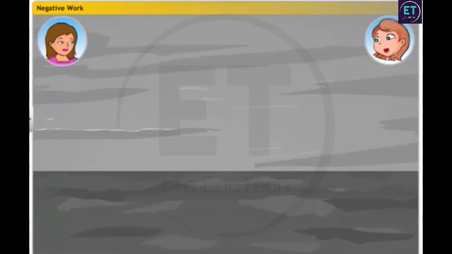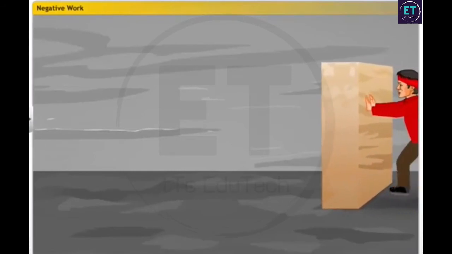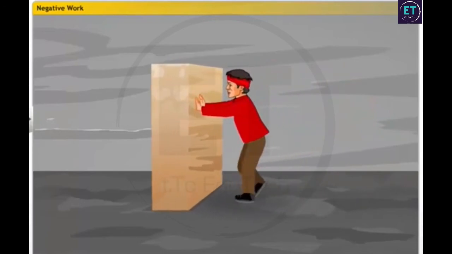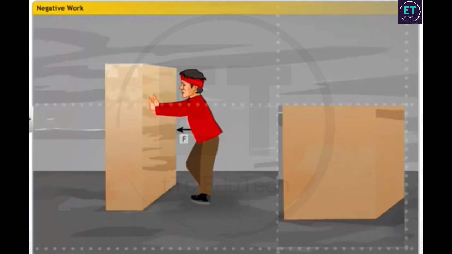Let us consider two more cases. Case 1. A porter pushes a wooden block on a rough surface. Here, the porter applies force on the block in the forward direction. This force does positive work since the direction of the applied force is the same as that of the displacement of the block. However, the frictional force on the block does negative work since the direction of the frictional force on the block is opposite to that of the displacement of the block.